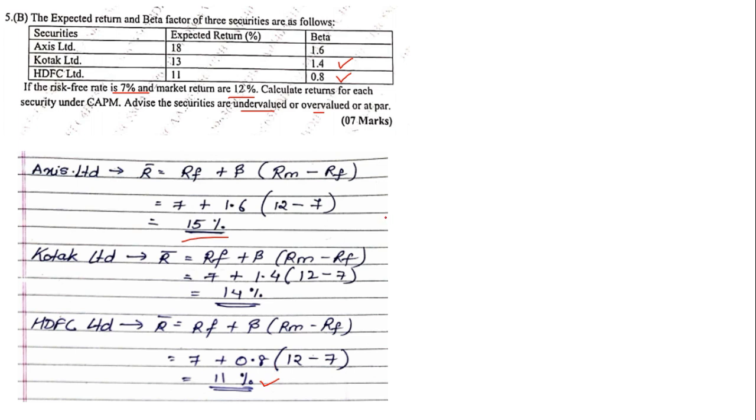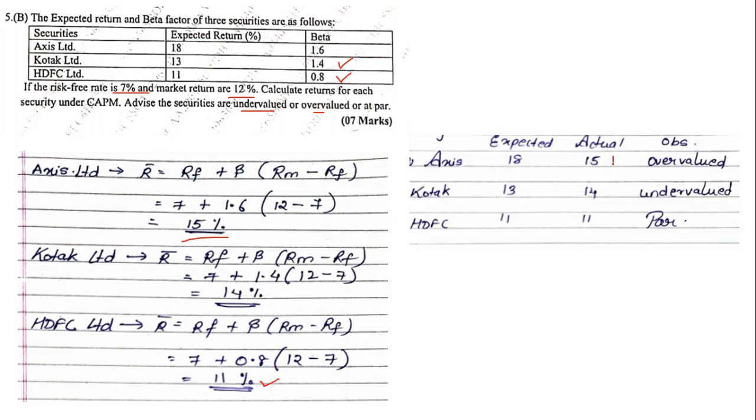So based on that, we just have to make the final statement. Remember, whenever the actual is lesser than the expected, it is overvalued. When the actual is more than expected, it is undervalued. And if it is the same, it is at par. So that will be the final conclusion of the sum. Chalo, you all can note it down once.